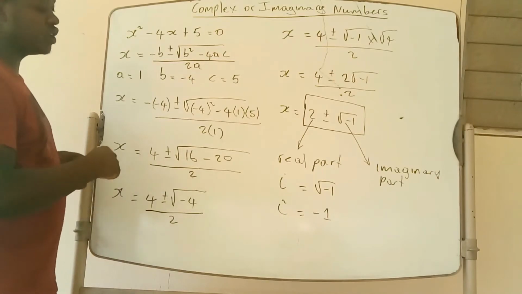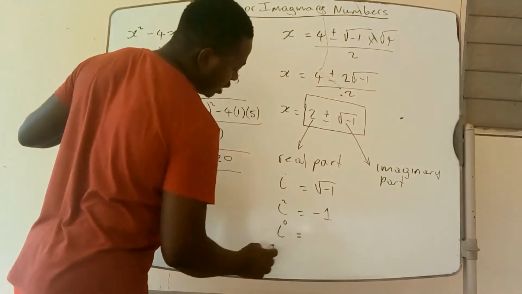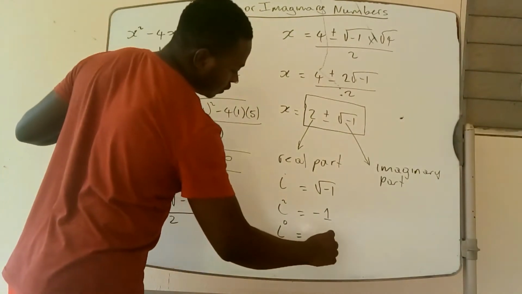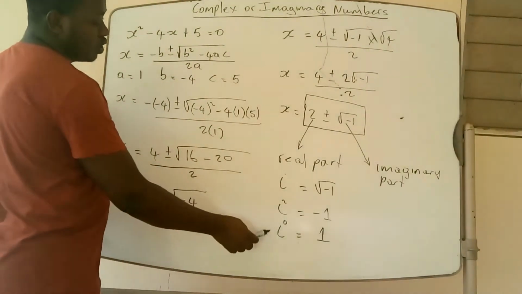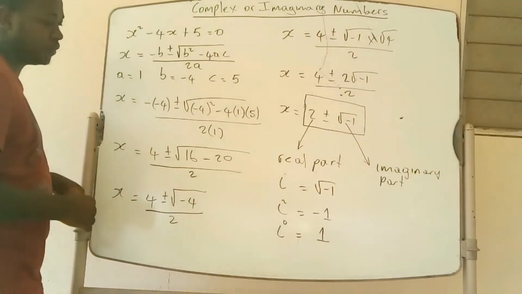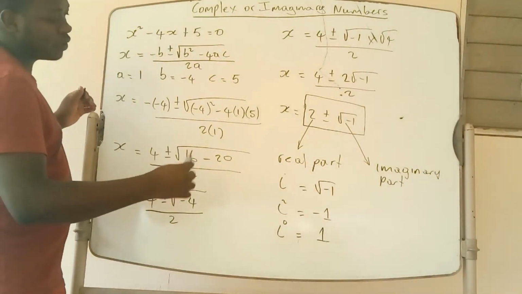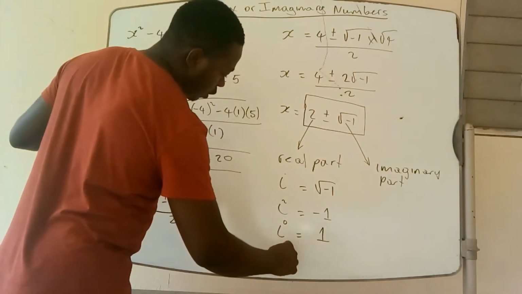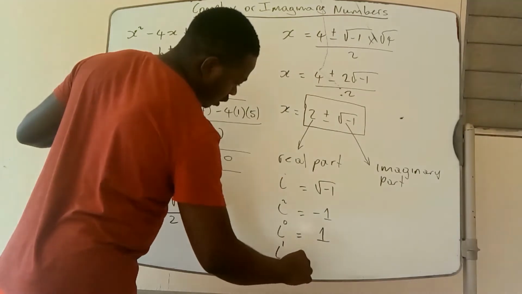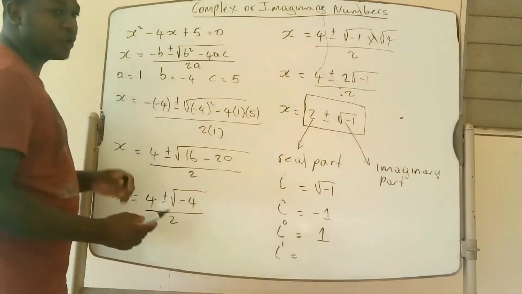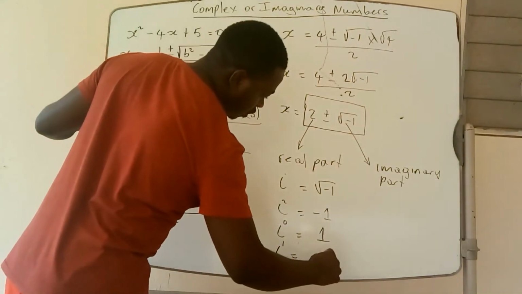So what is i raised to the 0 power? Anything raised to the 0 power gives us 1, so i to the 0 power is equal to 1, right? So what is i raised to the first power? Anything raised to the first power gives you back itself. So i raised to the first power is just going to be i.